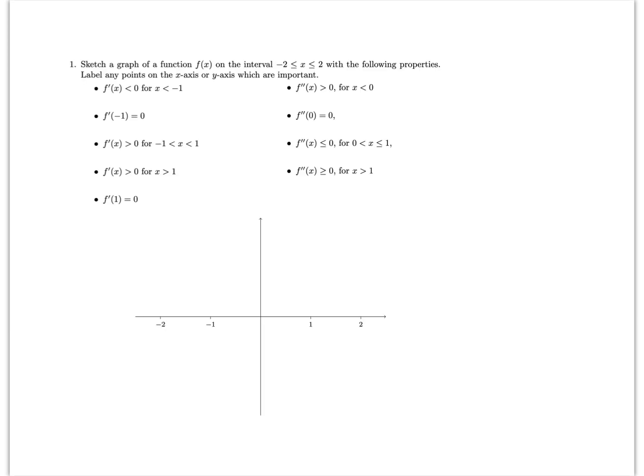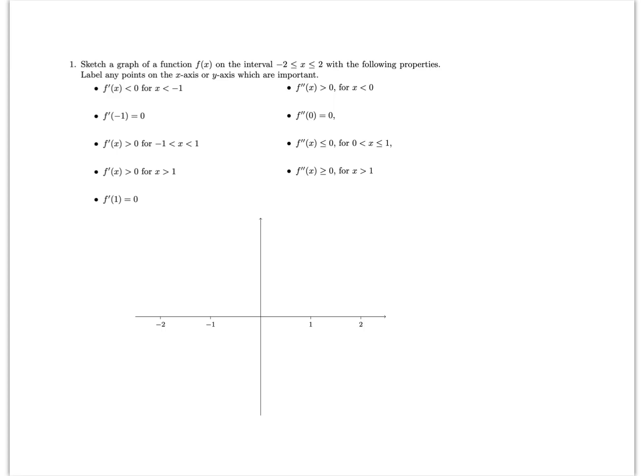Okay, number 1, sketch the graph of a function on the interval -2 to 2 with the following properties. Label any points on the x-axis or y-axis which are important. Let's start by drawing notes at the bottom of the graph like we did in the previous example, where I'm going to mark where f is increasing and decreasing and concave up and concave down. So the derivative and the second derivative tell me those things.